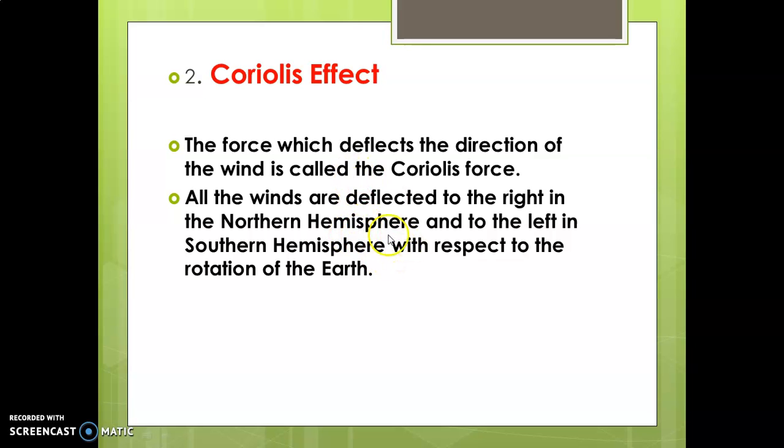Why do the winds get deflected? Due to the rotation of the earth. And what do we call this, when the wind gets deflected right in the northern hemisphere and left in the southern hemisphere? This is called Ferrel's law. Ferrel's law states that due to the rotation of the earth, winds get deflected right in the northern hemisphere and left in the southern hemisphere.